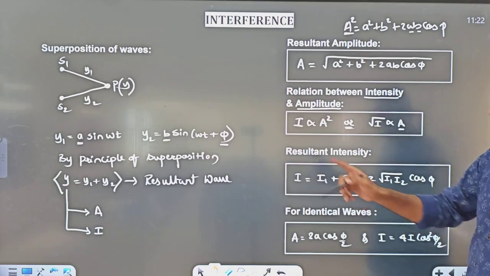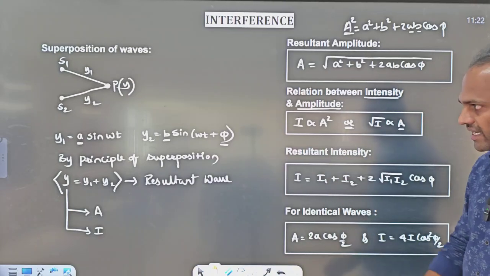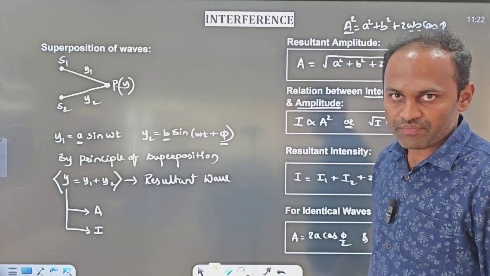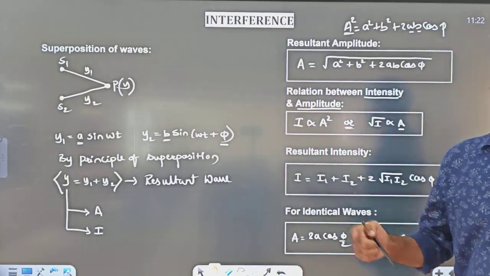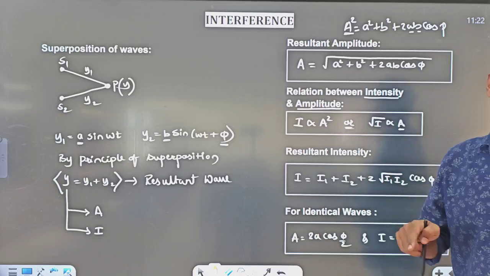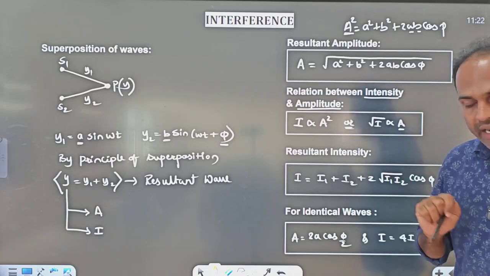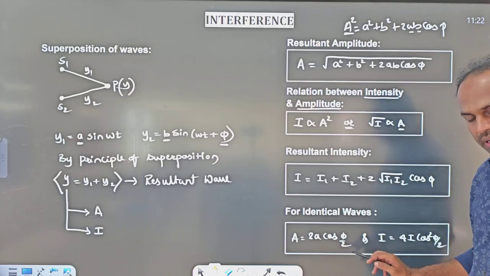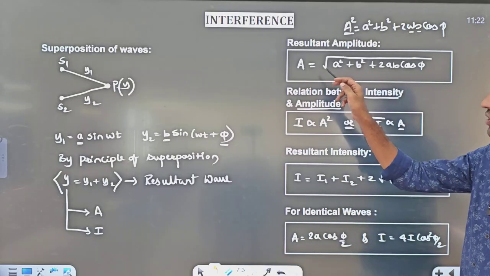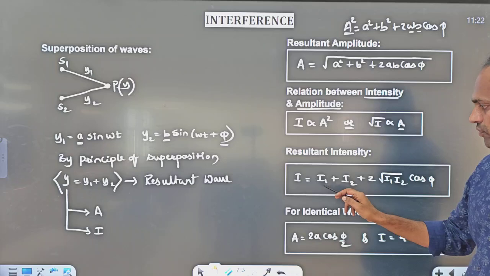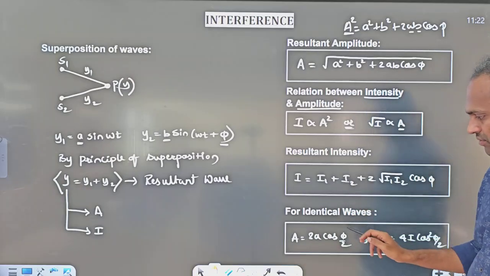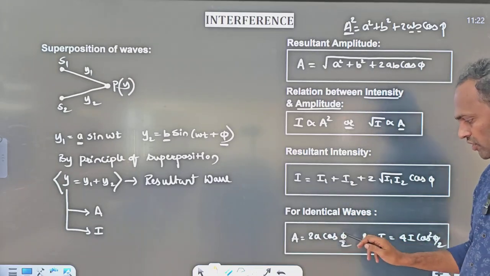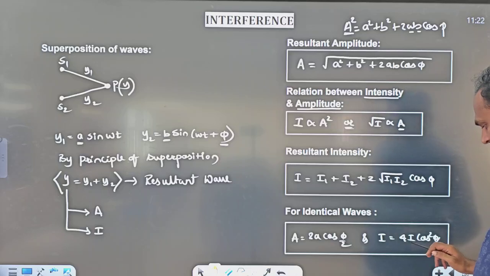See, these waves are non-identical. Non-identical means they have different amplitudes. If the waves are identical, with the same amplitude and same intensity, they are called identical waves. For identical waves, resultant amplitude will be 2a cos pi by 2. At that time, don't use this formula. This is for non-identical waves. For identical waves, resultant amplitude is 2a cos pi by 2, and resultant intensity is 4I cos square pi by 2.